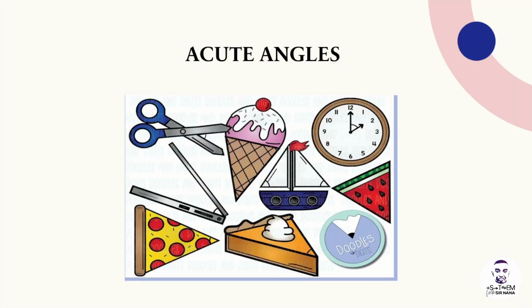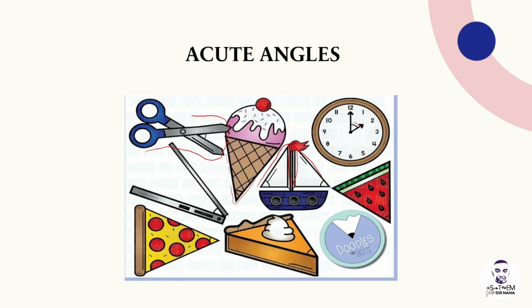So we have an acute angle. Look at these nice images. We have a scissors here. Look at the opening of the scissors, right? We have our ice cream. Look at the cone part. It forms an angle. When we look at these shapes, we see an angle on this side and an angle here, right? And then look at the time. From 12 to 2, there's an angle here. The watermelon has an angle, and then the cheese, and then the pizza, right? So angles of these types are called acute angles.